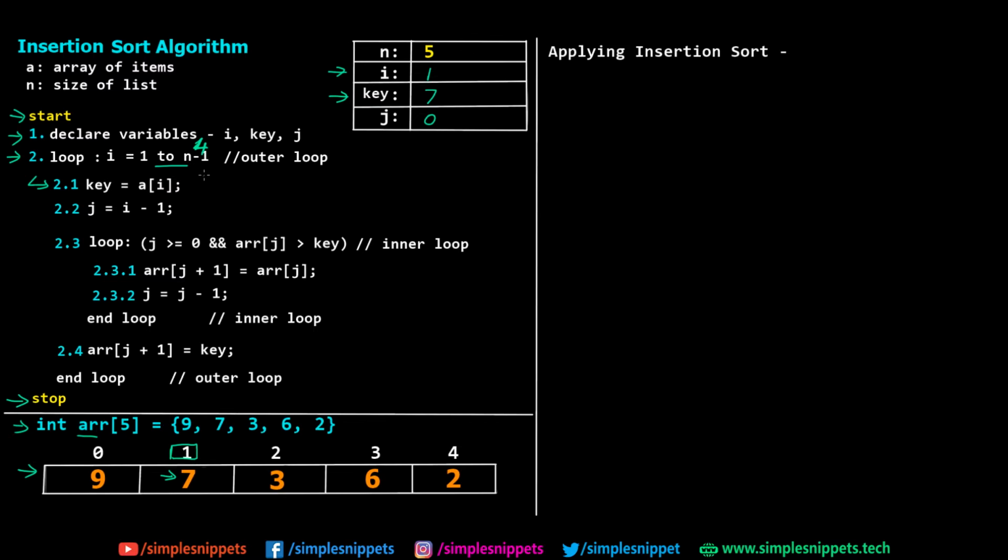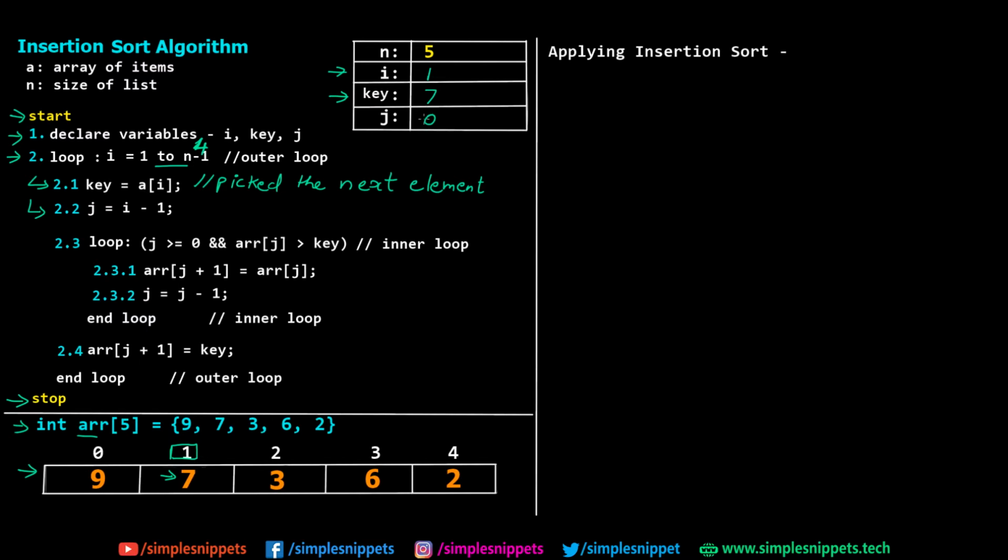Okay, so what we did over here is we just picked the next element. Remember it was step number 1 or 2 in the working. At step number 2.2, we say j equals to I minus 1. What is the value of I? I value is 1. So we say 1 minus 1 equals to 0.